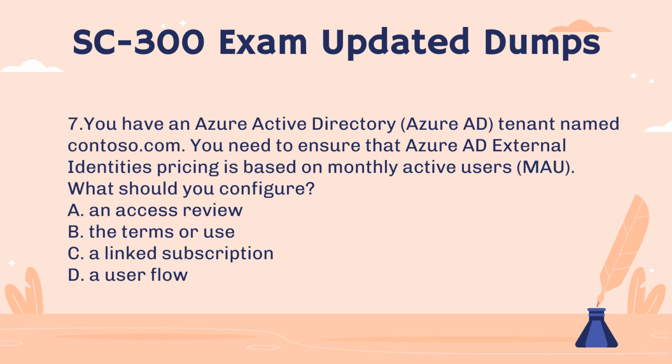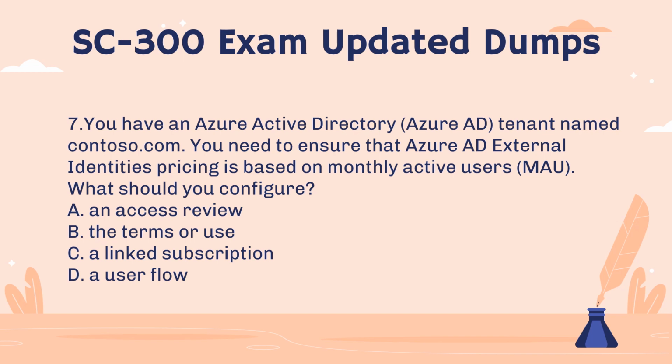7. You have an Azure Active Directory (Azure AD) tenant named contoso.com. You need to ensure that Azure AD External Identities pricing is based on monthly active users (MAU). What should you configure? A. An access review. B. The terms of use. C. A linked subscription.